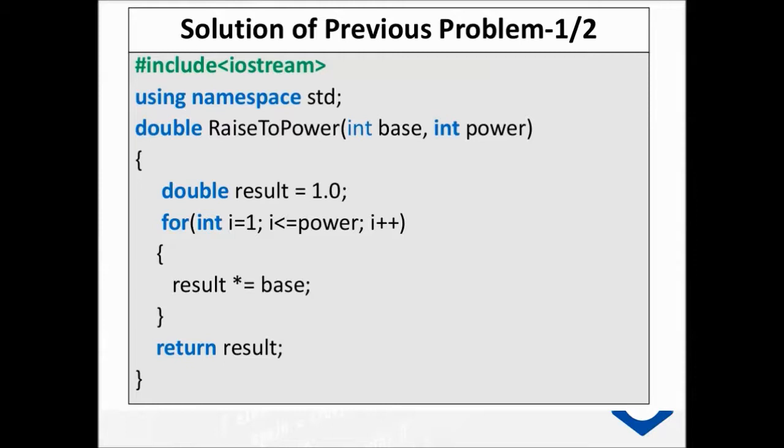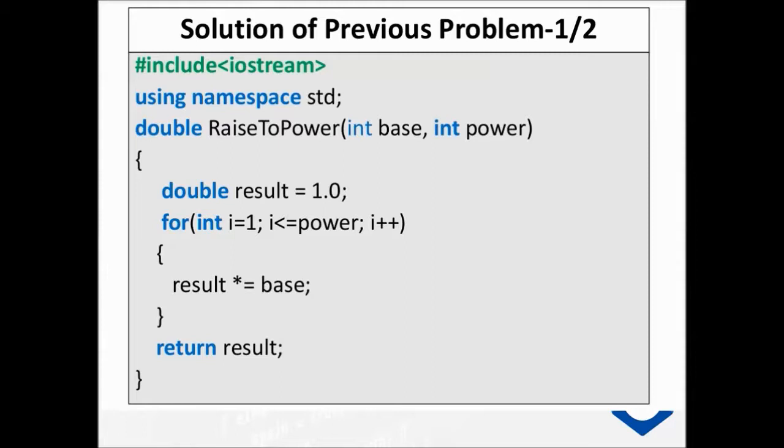Then we write the body of the program. In the body of the raised to power function, we declare double result is equal to 1.0. For int i is equal to 1, i less than power, i plus plus, we use a for loop to find the power. Result multiply equal to base, meaning result is equal to result multiplied by base, and then we return this value back to the main program.